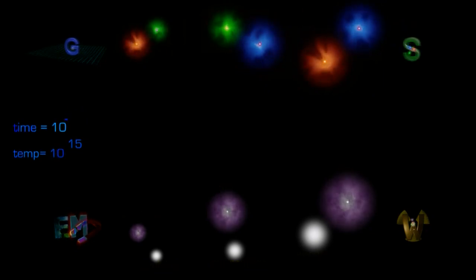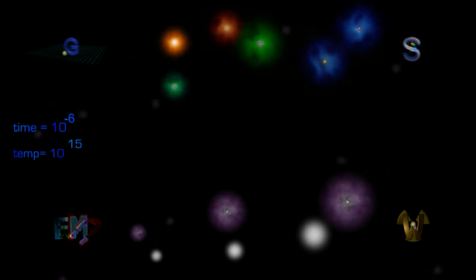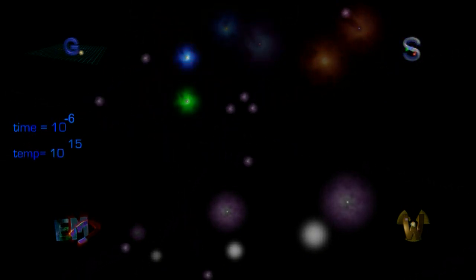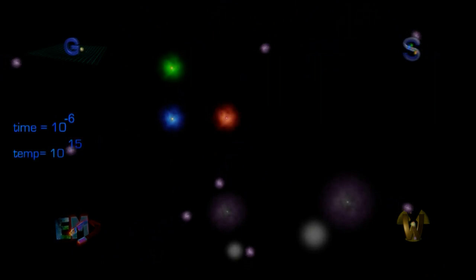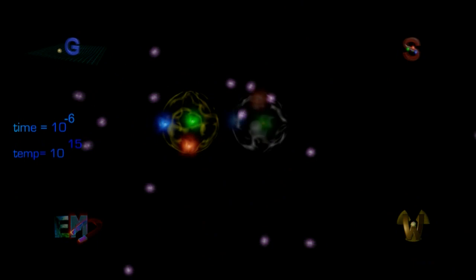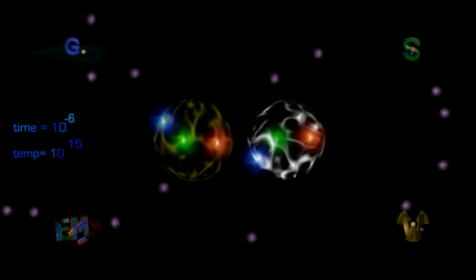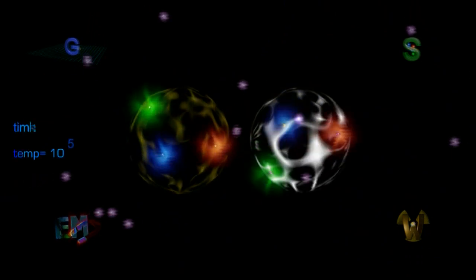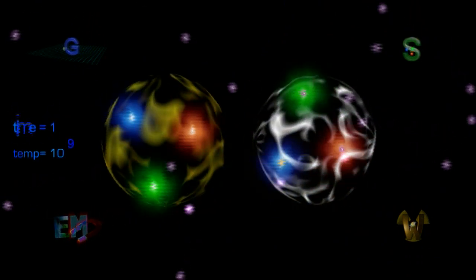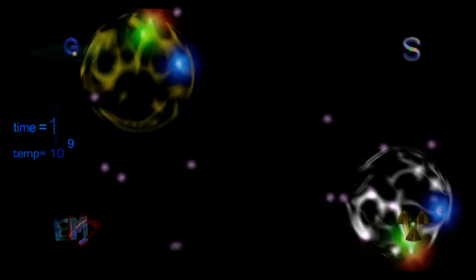At 10 to the minus 6 seconds, up and down quarks have formed protons and neutrons. All heavy quarks have decayed. All heavy leptons have decayed. All antimatter has disappeared. And by the time the universe is only 1 second old, protons and neutrons are already getting together to form the lightest atomic nuclei.